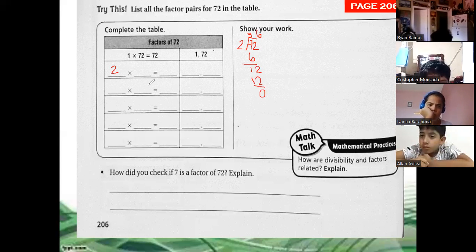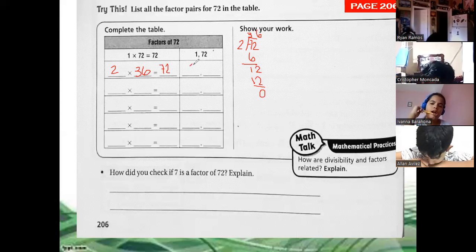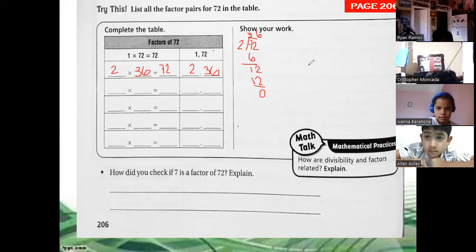Okay, so what is the second factor? 36, the quotient that we have here. 2 times 36 equals 72. What are the factors? 2 and 36. These ones are the factors. Now let's try with the next digit.